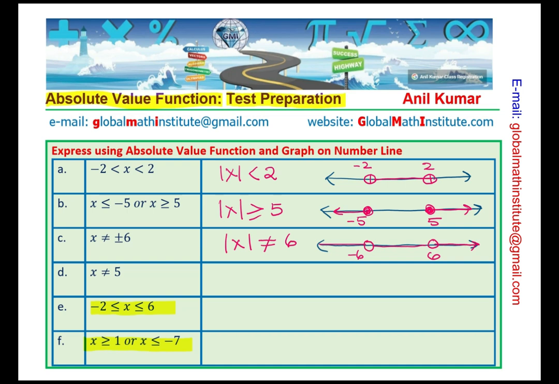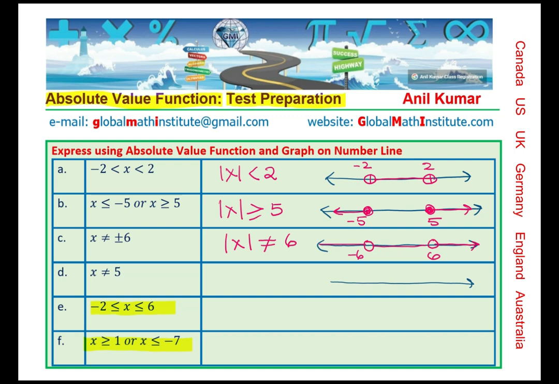Now here is a unique example where we have x not equal to 5. Not equal to 5 is just one value, right? So how do I write it as an absolute value function? Well, on a number line, it is simple. I could say everything but not 5, right? So everything but not 5 means we have arrows on both the sides from 5, correct? But 5 is not included. So writing it on a number line is not a problem, correct?